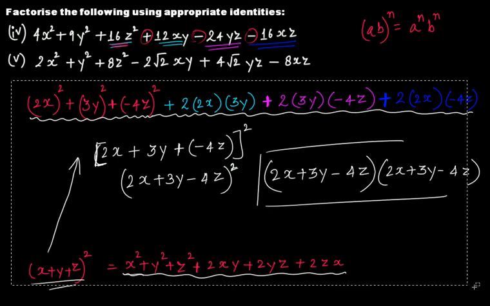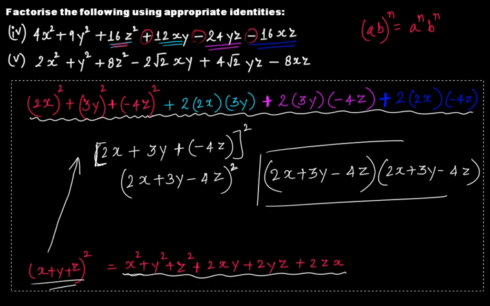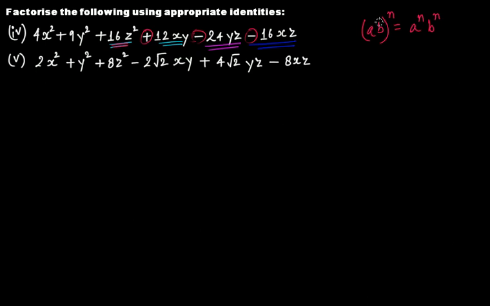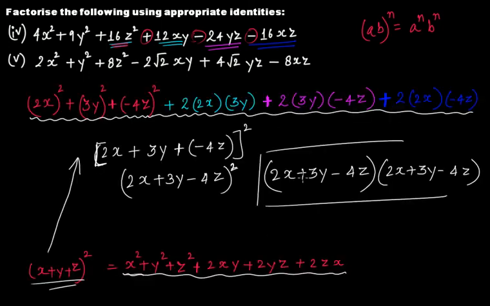Next is 2x squared plus y squared plus 8z squared minus 2 root 2 xy plus 4 root 2 yz, and then you have minus 8xz. Again, you have to pay attention to the negative sign and the positive sign. I just want to keep this one, so I will remove only this.